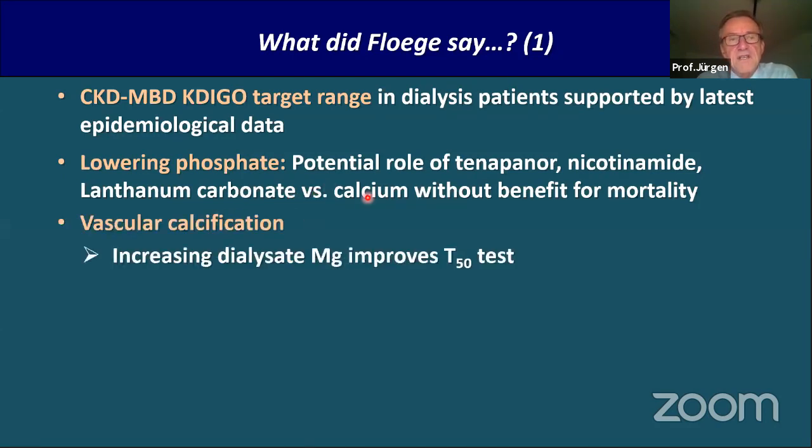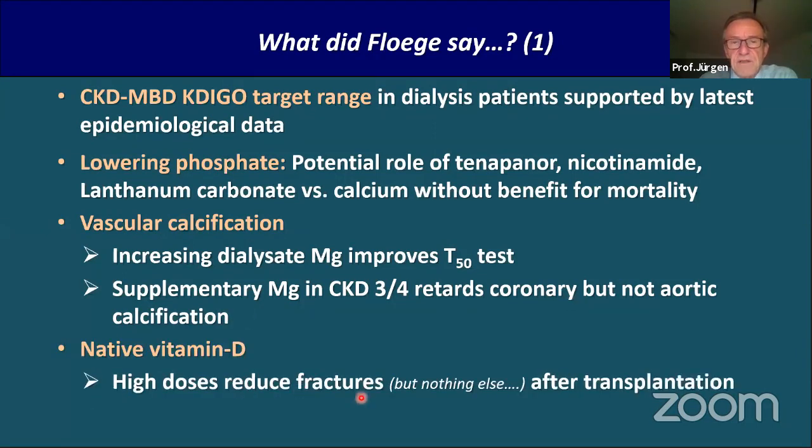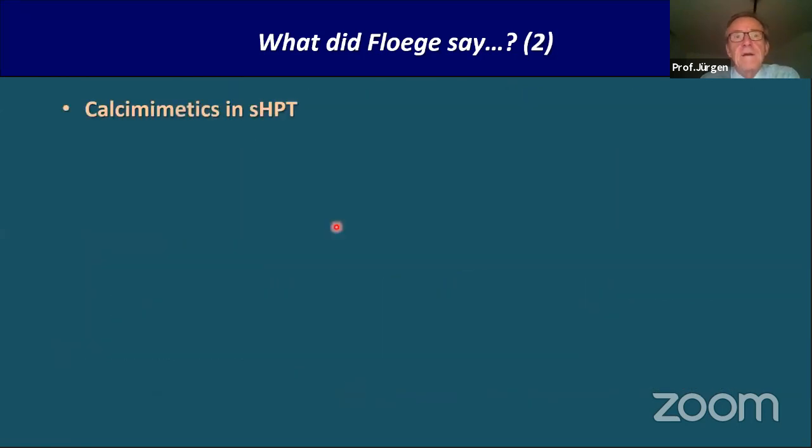Vascular calcification, increasing dialysate magnesium improves the capacity of serum to inhibit calcification, the T50 test. Supplementary oral magnesium in CKD 3/4 retards coronary, but not aortic calcification. Native vitamin D, high doses reduce fractures, but nothing else. But that's enough. That's what I want to have. Calcimimetics, don't start too late. Remember that you become resistant.